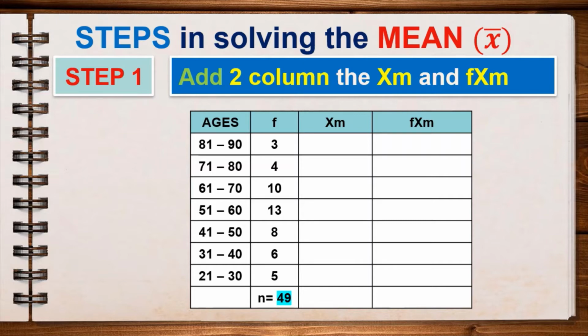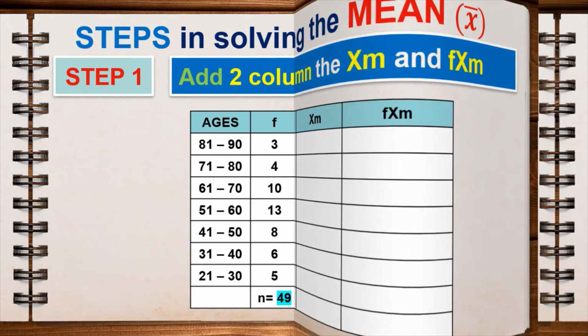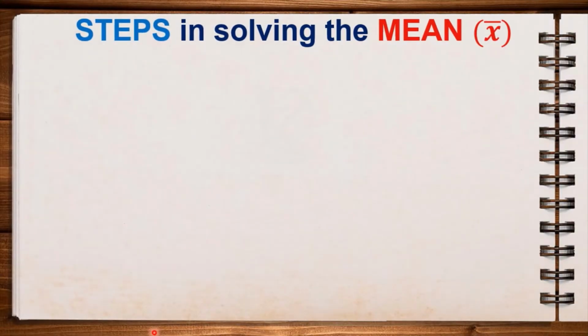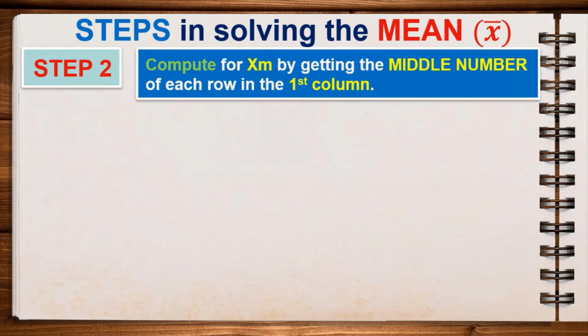So inadd po itong lahat. Ang total na is 49. And then we will add two columns, one for the XM or the class mark and the other one is the product of frequency and the class mark. Okay. Step 2. Compute the class mark by getting the middle number of each row in the first column.